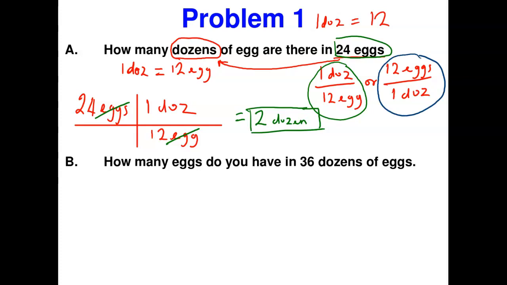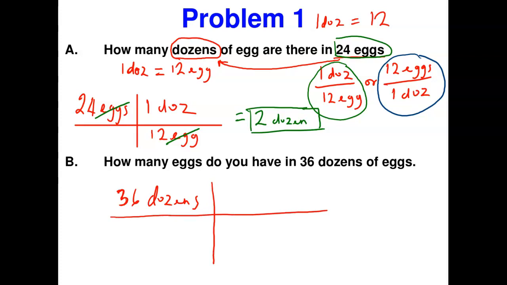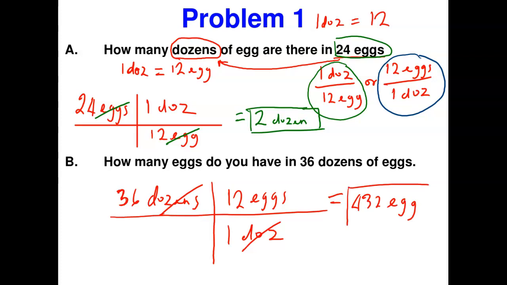So what that simply means is that I'm starting with 36 dozens of egg. And then, since I'm using this, it makes sense that my 1 dozen is going to cancel and my 12 eggs is going to be on top. So dozen, we cancel dozen. And what that simply means is that you multiply 36 times 12, and that is going to give you 432x. And this will be your answer.